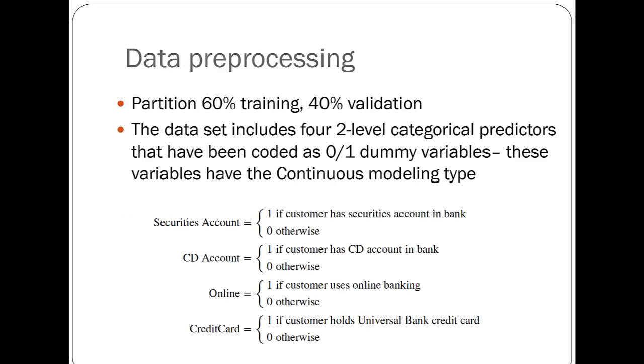So before we proceed, there's some pre-processing that we need to do. First of all, we need to make a 60-40 partition for training and validation sets, and then there are a few categorical predictor variables that need to be turned into dummy variables, and here they are: securities account, CD account, online, and credit card.